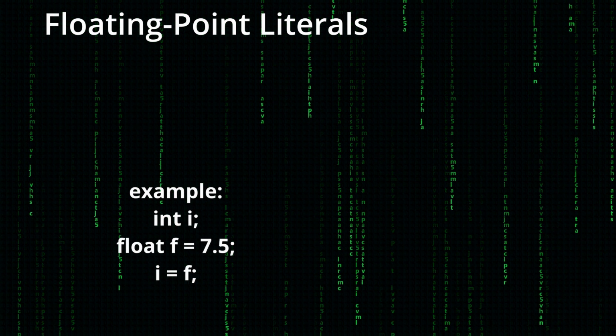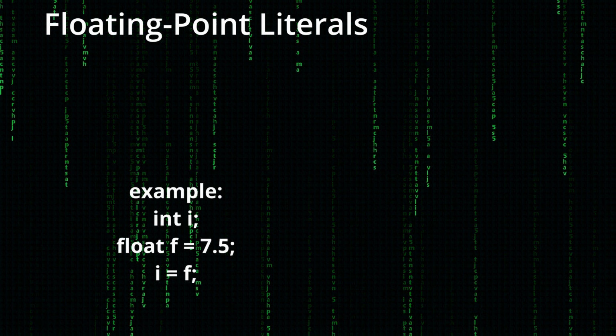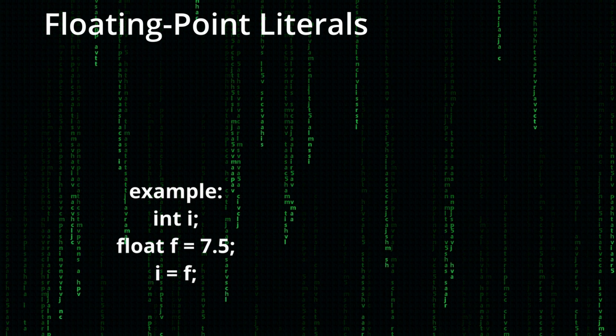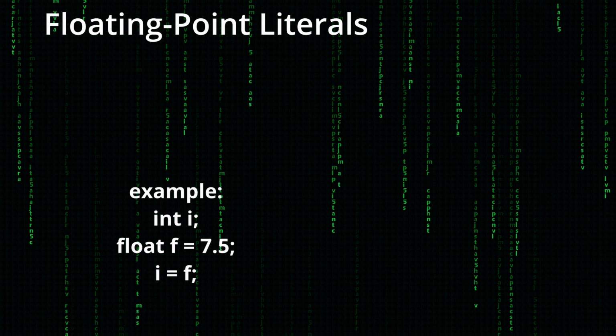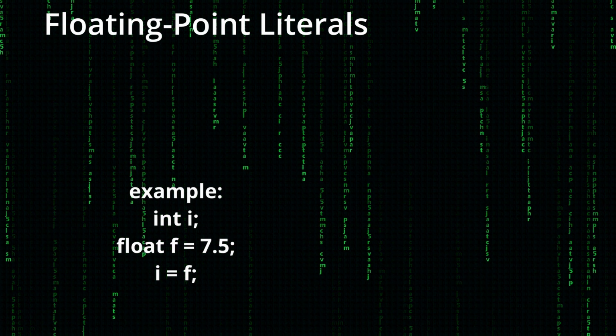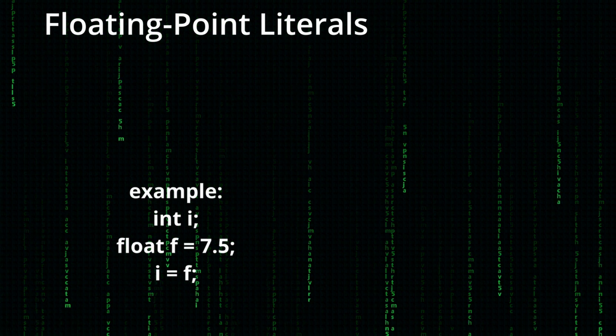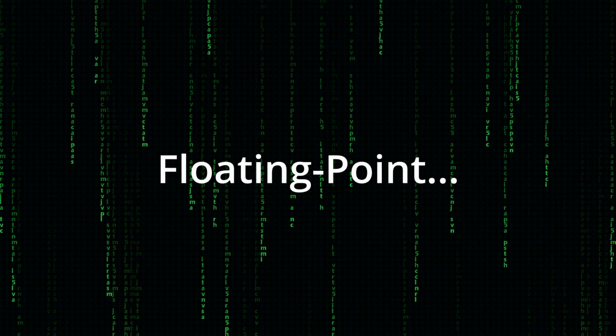We have a larger example. If we have int i, and we have float f, with f being 7.5, if we assign f to our integer i, it's still only going to assign 7 to our integer, because integers can't hold decimals. That's going to be it for our whole float section.